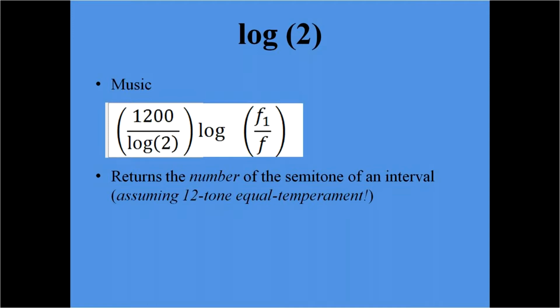But we basically have 1200 over the log base 2 of the natural logarithm of a frequency ratio. And that, again, assuming 12-tone equal temperament, which is the most common system in modern music, it returns the number of some interval. And it's related to cents, which is a measure of interval, basically, based on pitch and things like that. And it's all assuming 12-tone equal temperament, which is just one way, just one system of doing things. I'd like to emphasize that. But, moving on.